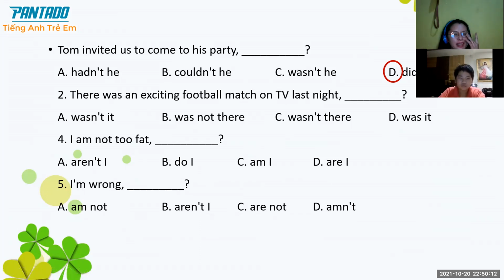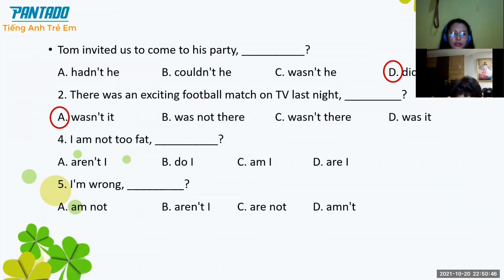Okay, what do you think is the best answer there? There was an exciting football match on TV last night. Didn't he? Oh, no, number 2. Okay, it's A, wasn't it? How about 4? I am not too fat.